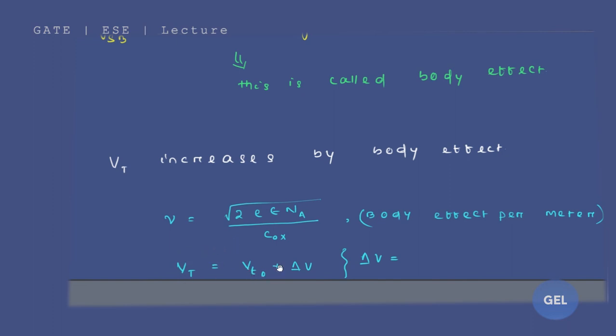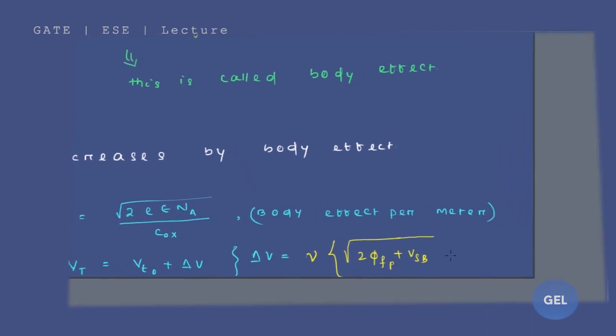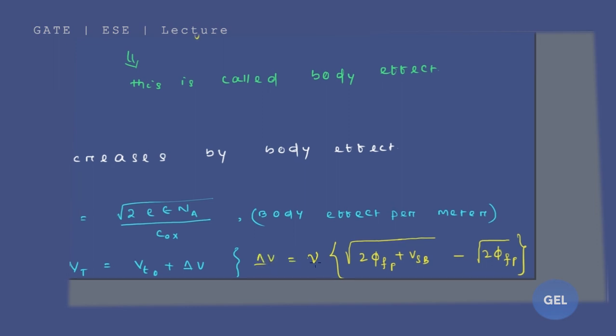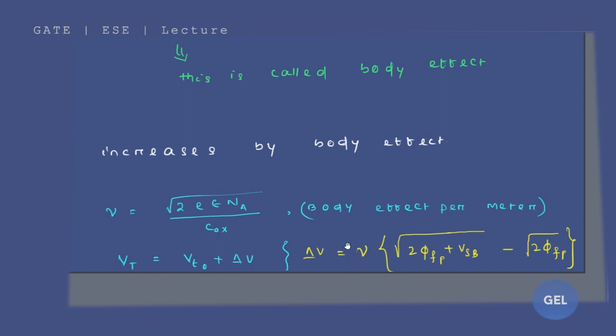And VT equals VT0 plus delta V, which we discussed earlier in the threshold voltage; I said we would discuss delta V later. That delta V is nothing but this body effect parameter gamma, multiplied by the square root of 2 phi F plus VSB, minus the square root of 2 phi F. Got this idea? So this is the value of delta V. Please remember the delta V expression; it is very important for engineering services, mostly for conventional exams.